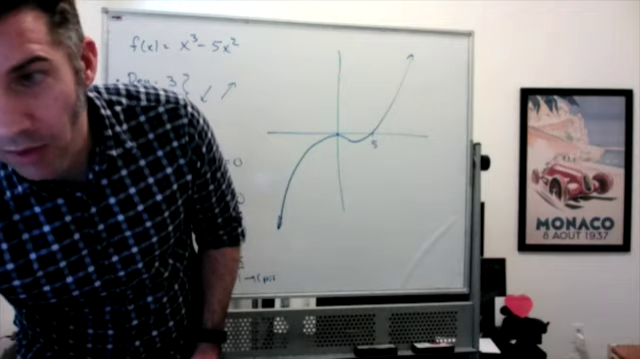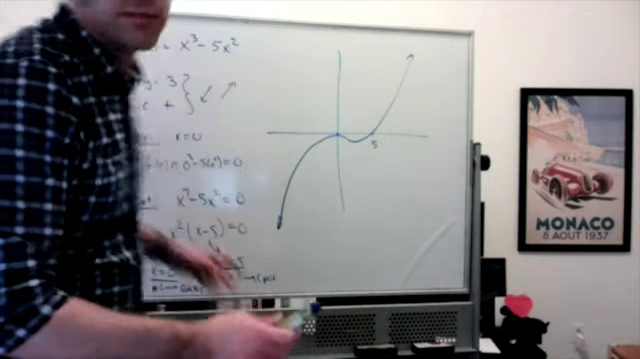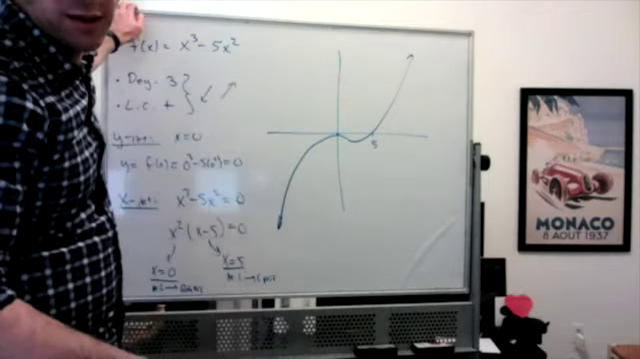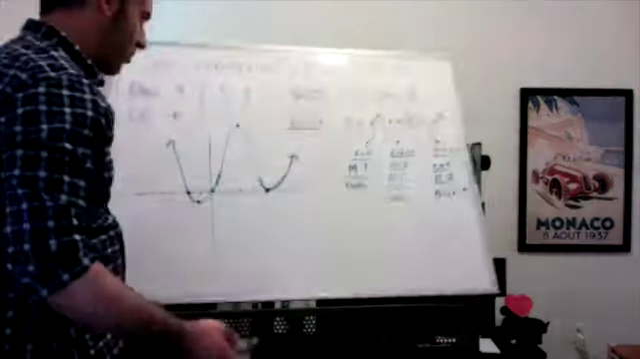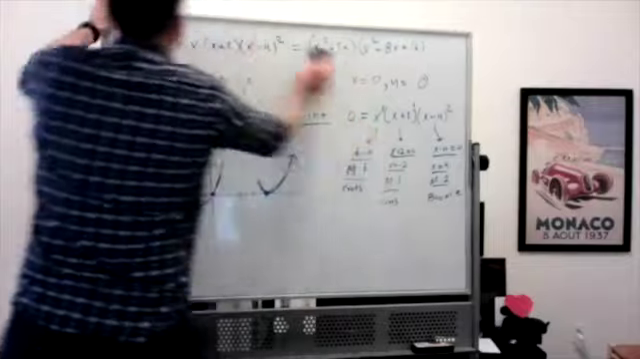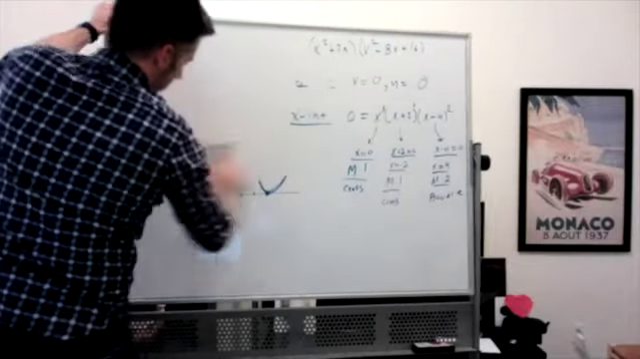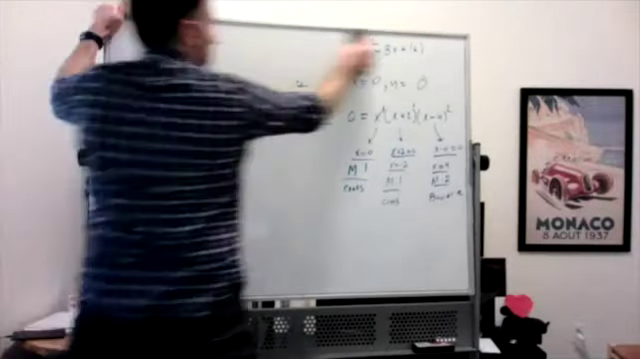Okay, I've got one more graphing example. We haven't got enough time. I'm going to change up my last example because I want to do one where your y-intercept is not zero for once.